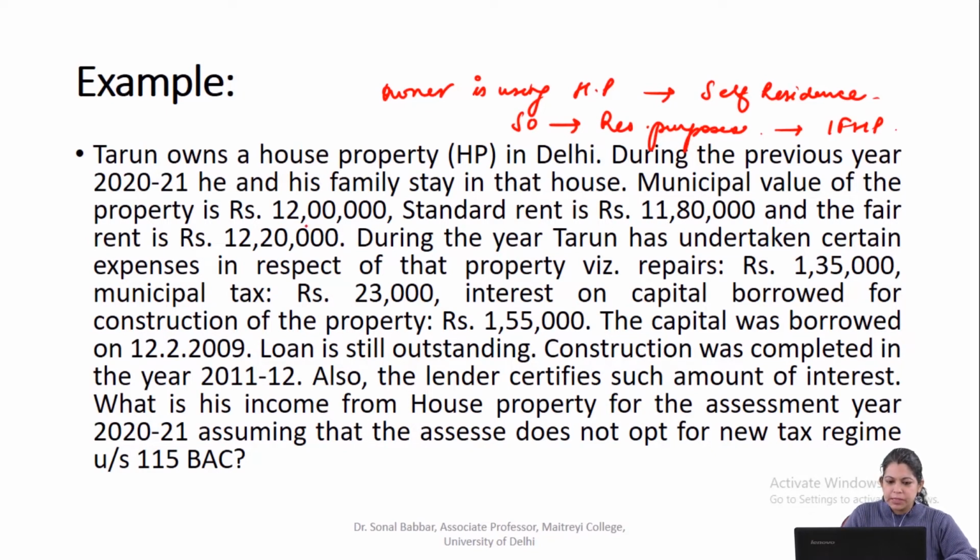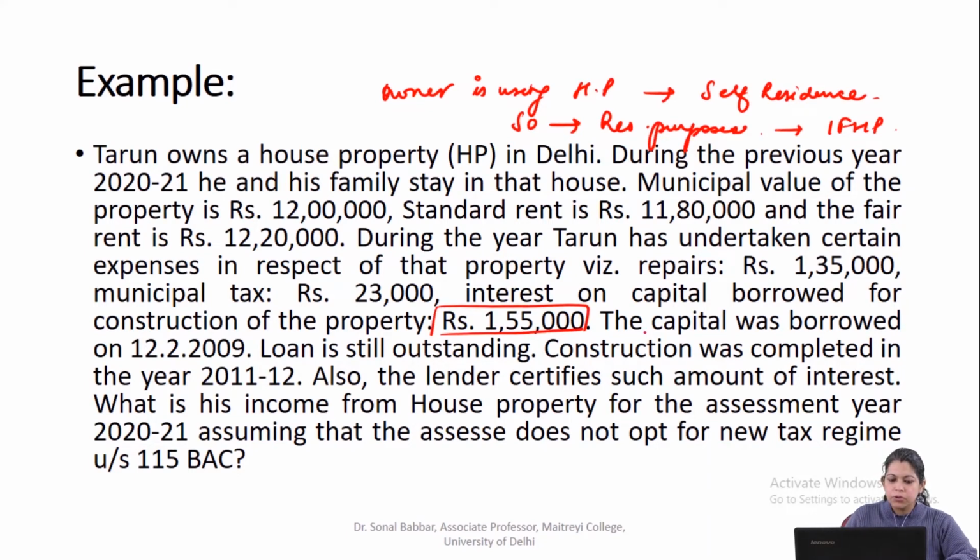Municipal value of the property is given, which is 12 lakh. Standard rent is 11,80,000 and the fair rent is 12,20,000. During the year, Tarun has incurred certain expenses in respect of that property, such as repairs 1,35,000, municipal taxes paid by him 23,000, and interest on capital borrowed for construction of the property 1,55,000.